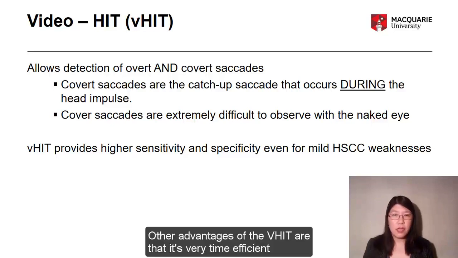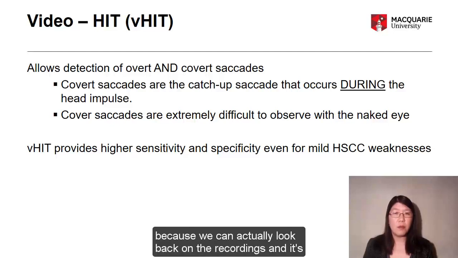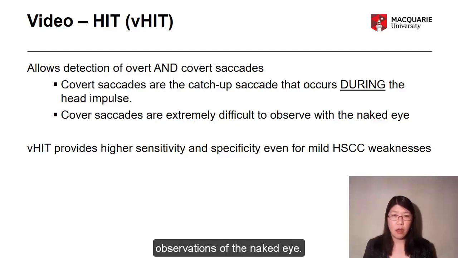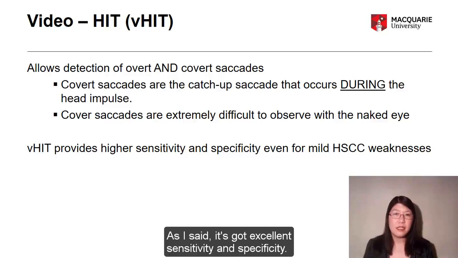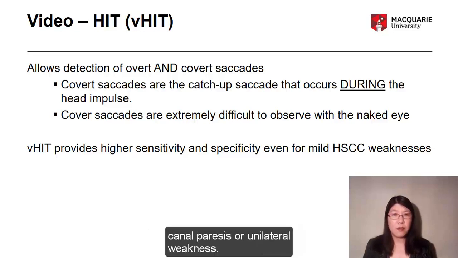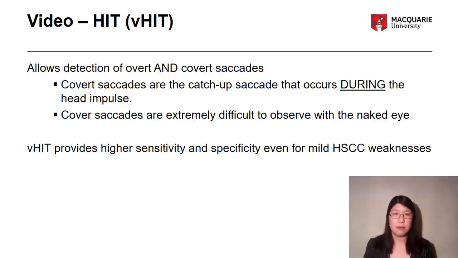Other advantages of the VHIT are that it's very time efficient because we can look back on the recordings, and it has huge accuracy as well, rather than basing it on just observations of the naked eye. So it removes that guesswork. As I said, it has excellent sensitivity and specificity, so it can be more sensitive in picking up those milder cases of canal paresis or unilateral weakness. And we also get very high quality data analyses as well.